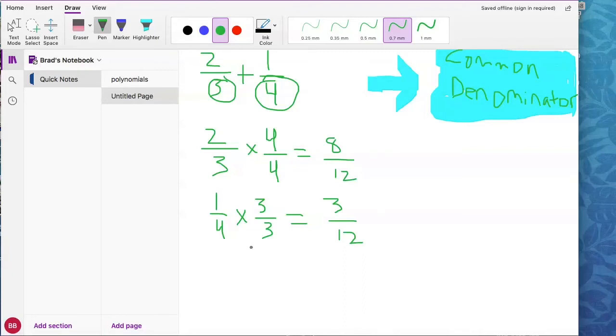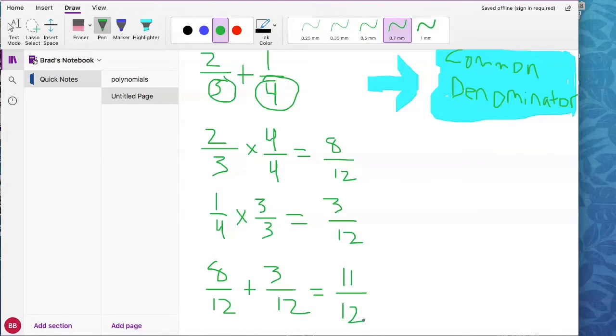So then what we end up with is 8/12, we were adding these together, plus 3/12 equals, whoops, I do that sometimes, 11/12. All right, and there's going to be your answer. That's the correct answer, 11 over 12.